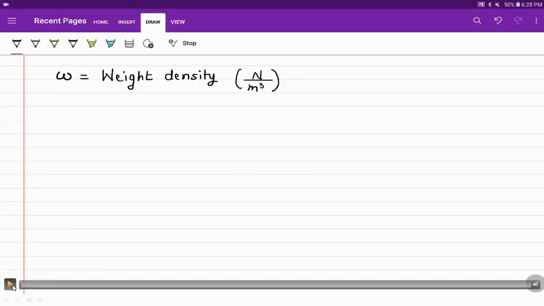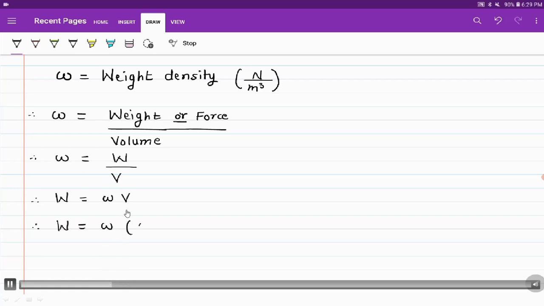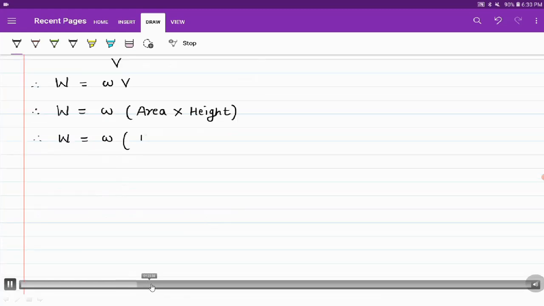Small w is known as the weight density, that is weight per unit volume. So this is nothing but W upon V. So weight, or force you can say, is in Newton, and volume is in meter cube. Now W will be equal to small w into V. Now volume is area into length, or area into height. So it is pi by 4 d square into y.